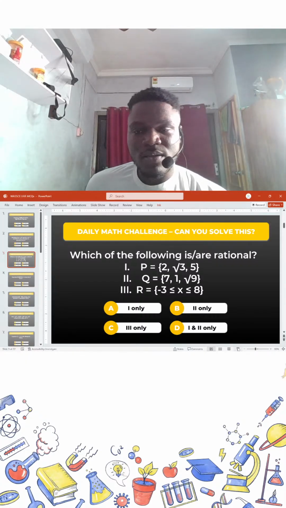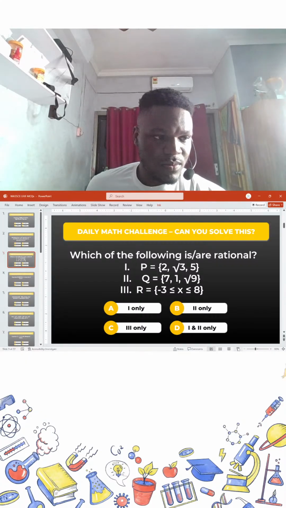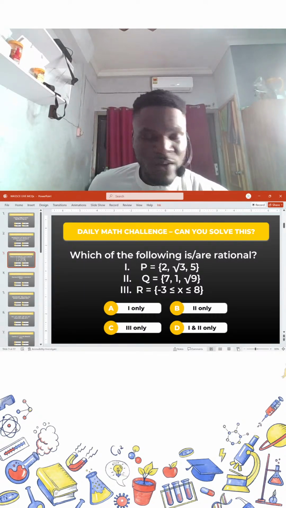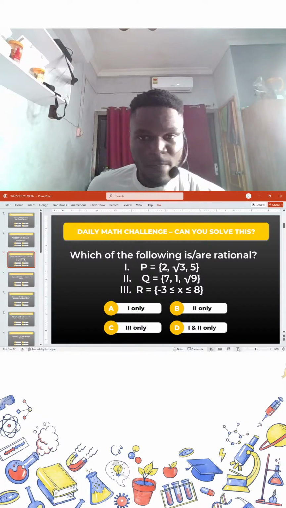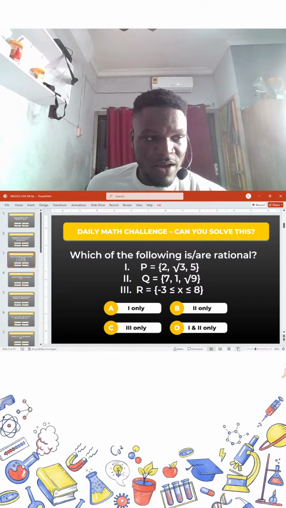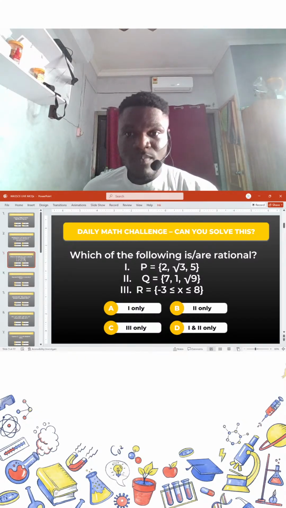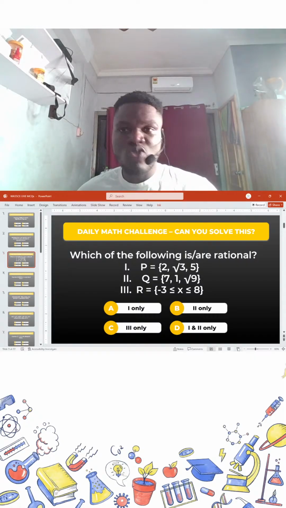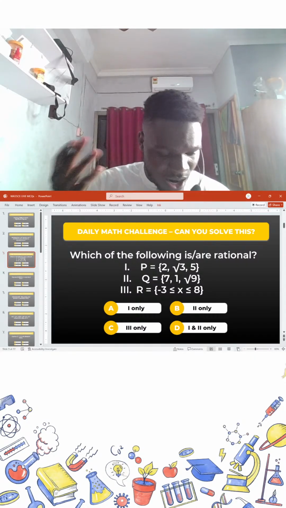We have here: which of the following is or are rational? We have I, the set P is equal to 2, root 3, and 5. Then we have II, Q, which is equal to 7, 1, and root 9. And then we have III, R, which is equal to -3 less or equal to X, less or equal to 8. Okay, and the question is asking which of the following is or are rational numbers.